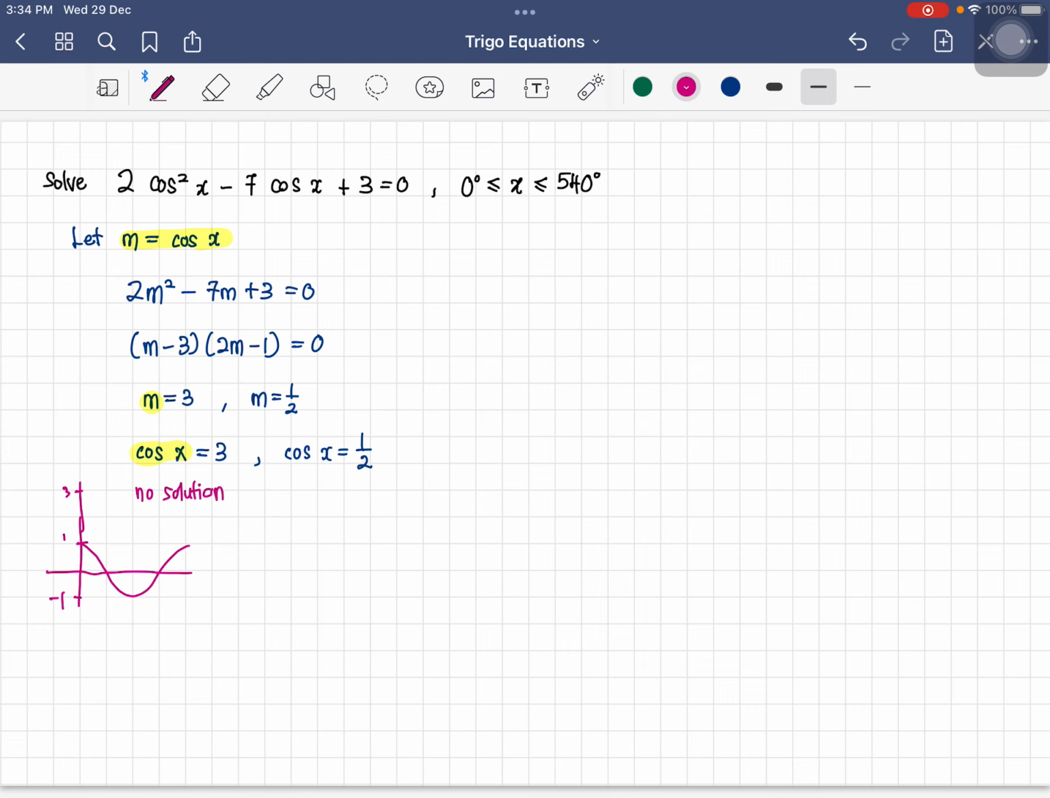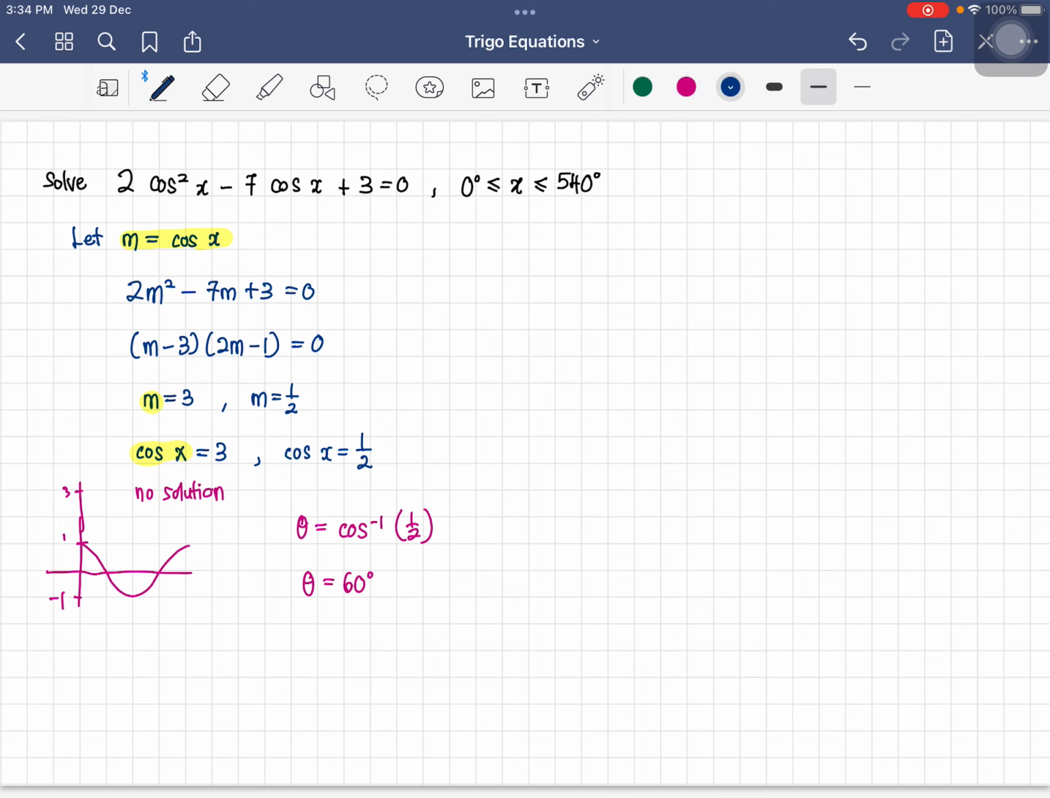Next one, for the cos of x, which is equal to half. So what should we do first? We need to find the basic angle. Let me label my basic angle as theta. Therefore, my basic angle will be cos inverse of half. Bear in mind that if it is negative, you just need the positive part here. But in this case, it is actually a positive number, so let's forget about the negative number. Pressing your calculator, you can find that cos inverse of half is 60 degrees. Therefore, my theta will be 60 degrees.